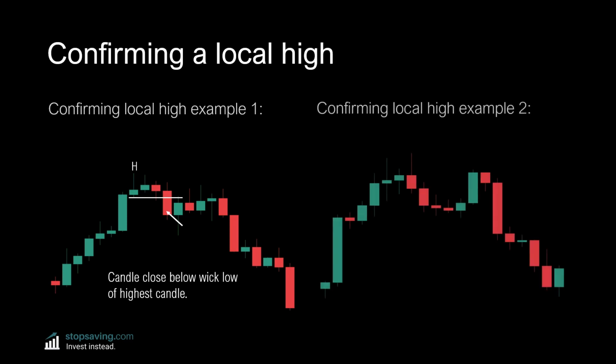And let's look at a second example to drive this concept home. Remember, you want to see a candle close below the wick of the candle with the highest spike high. And in this case, you got that on the very next candle. High, wick low, and a candle close below it to confirm the high. A bit later on, the price made another local high, and in this case, the green candle made the highest high. And it took two red candles for the price to close below that green candle's low.